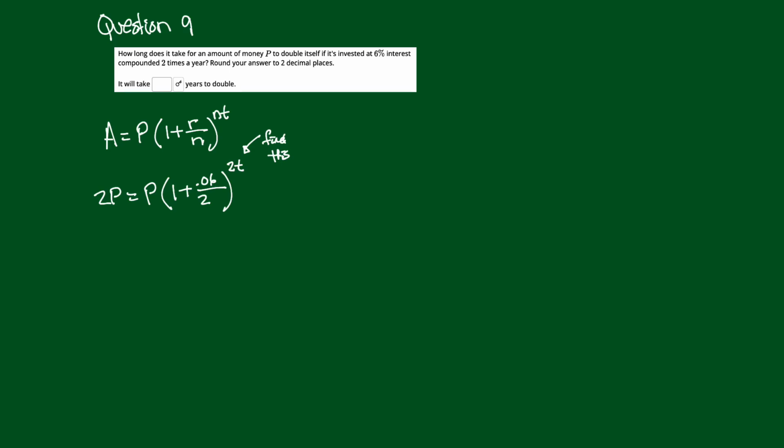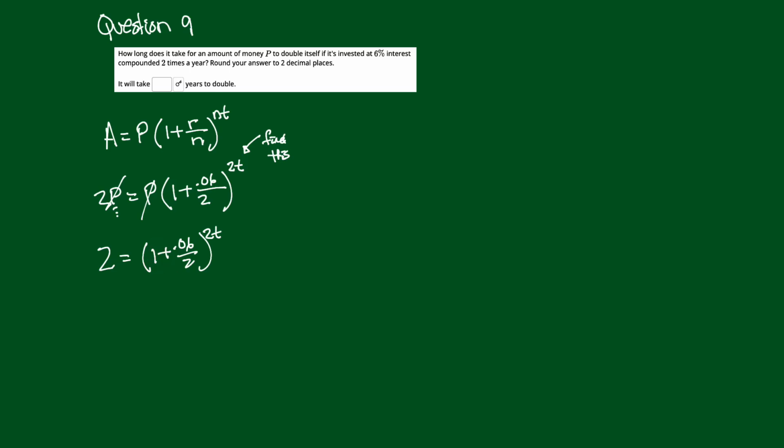Now, divide both sides by P. So if I divide both sides by P, they essentially cancel. So I get 2 is equal to 1 plus 0.06 over 2 to the 2T. So an interesting thing here is that the amount of time it takes an investment to double does not depend on the amount of the investment. You see that P, the principal, it disappears. This is independent of how much you put in.